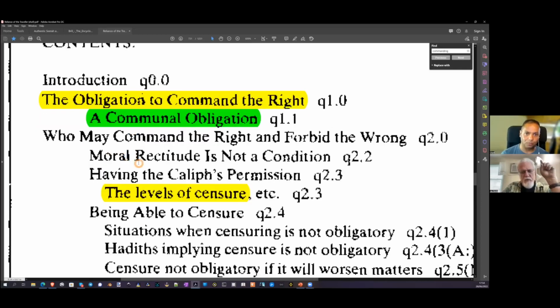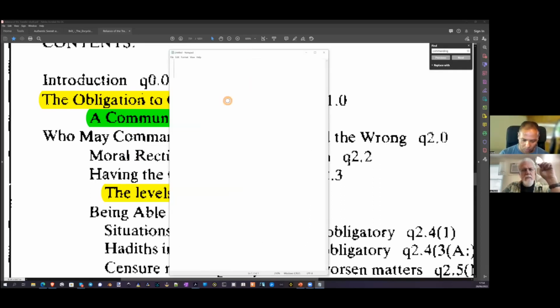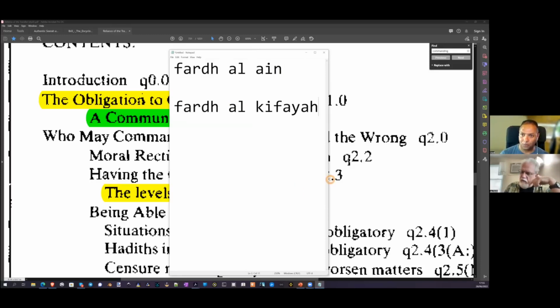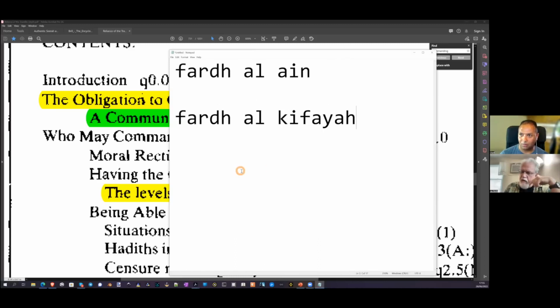Real quickly, could you just spell out Fard al-Ain and Fard al-Kifayah? Of course. So you have the Fard, sometimes with an H, doesn't matter. Fard al-Ain and Fard al-Kifayah. You can see that clearly? K-I-F-A-Y-A.